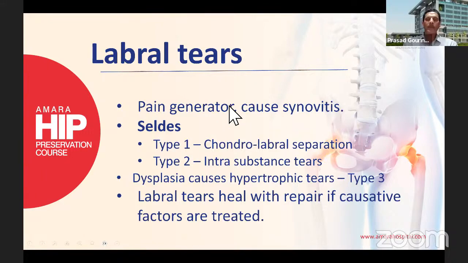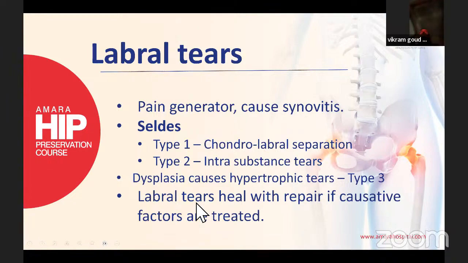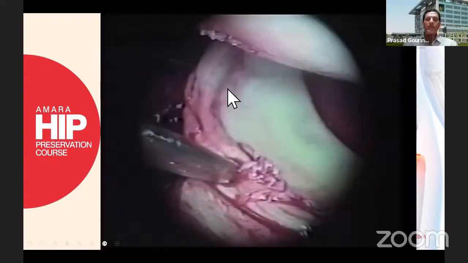Here's a type 2 pincer type of labral tear where the labrum got crushed between the femoral neck and the rim. It's an example of a dysplastic labral tear. This is the labrum. This is the articular cartilage. Because the head is subluxating and dysplastic, it supports the labrum with a piece of articular cartilage.